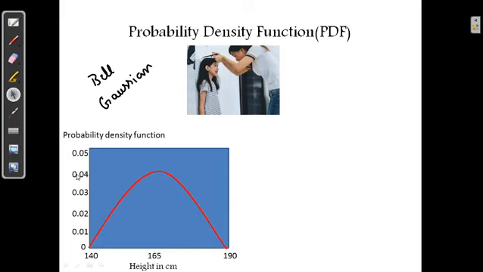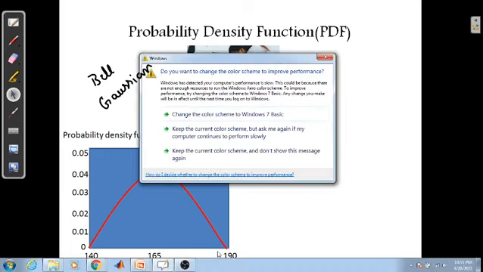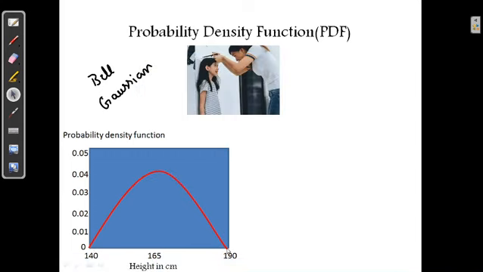Here, the height is 165 centimeters. What is the probability of a 165 centimeter height? Around 4% of students would be around 165 centimeters. The probability for 140 centimeters is about 1%. The highest is about 190 centimeters. This is continuous in nature, so it is called a probability density function.